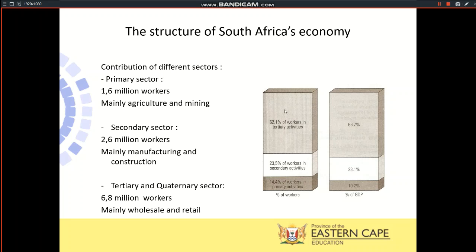And if you go to this graph over here, you'll see 62.1% workers in the tertiary activity, and it's 66.7% that is the contribution they make to the gross domestic product. So when you look at this, you will see that as we move from the primary to the secondary, to the tertiary and quaternary sectors, you will see the numbers are increasing. So this is an idea to tell you how our economy is structured in South Africa.